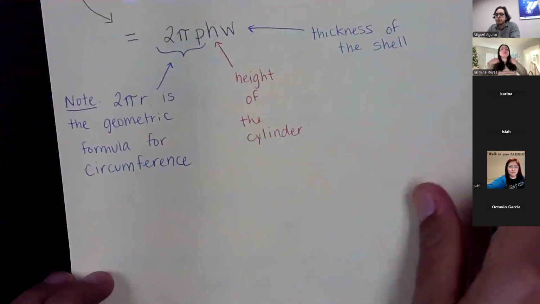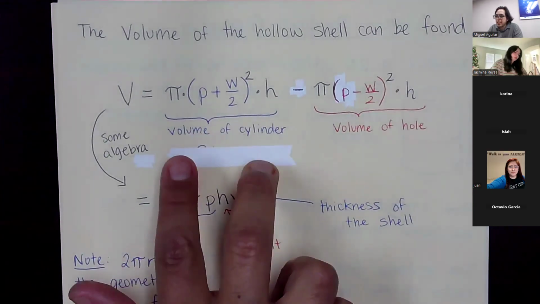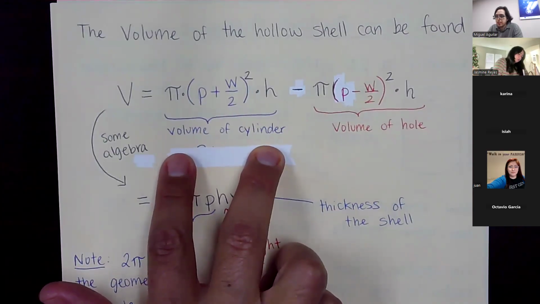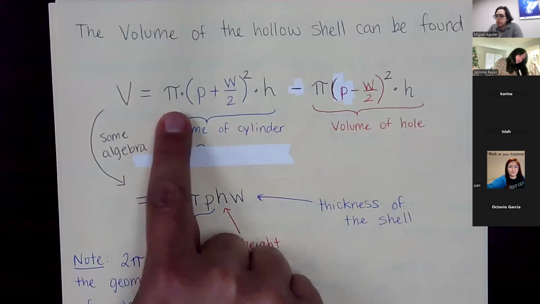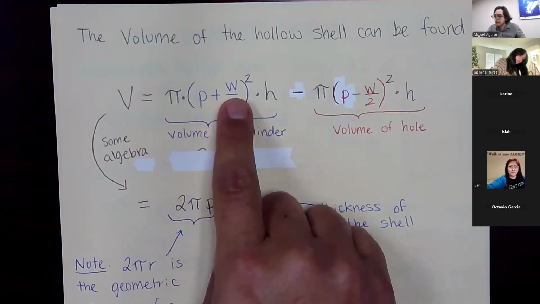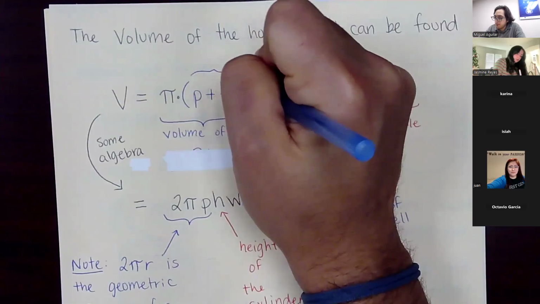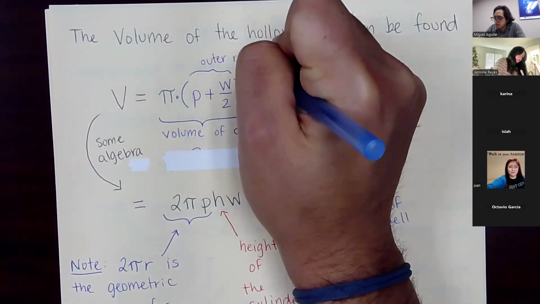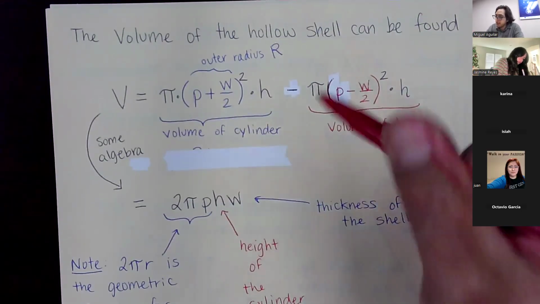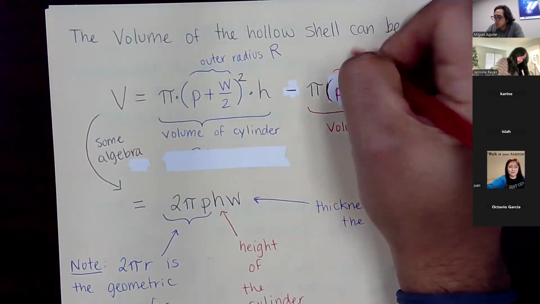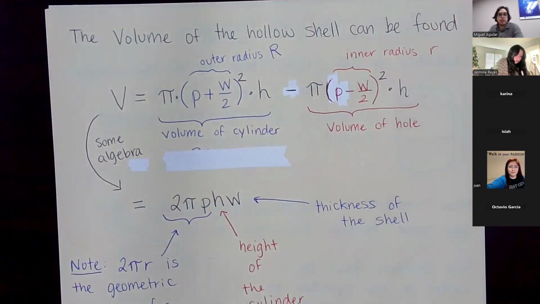So the volume of the shell can be found by simply taking the volume of the solid cylinder and subtracting the volume of the hole. Remember, this p plus w over 2 is basically the outer radius, capital R. And this p minus w over 2 represents the inner radius, which I called lowercase r.